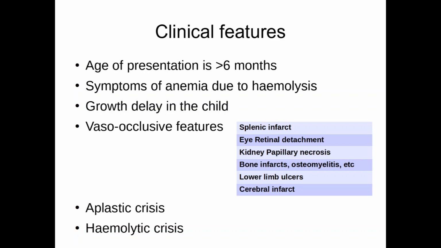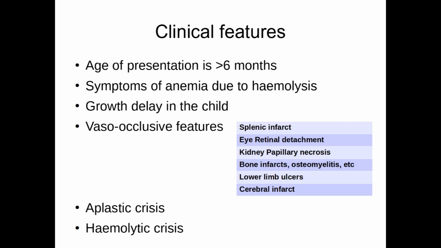In the eye, small vessels of the retina can be occluded, giving rise to retinal detachment. In the kidney, there could be papillary necrosis. There could be bone infarcts with Salmonella osteomyelitis. There could be lower limb ulcers, and there could also be an infarct in the brain.